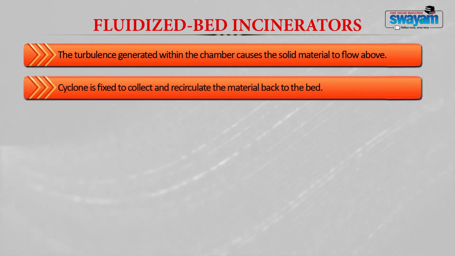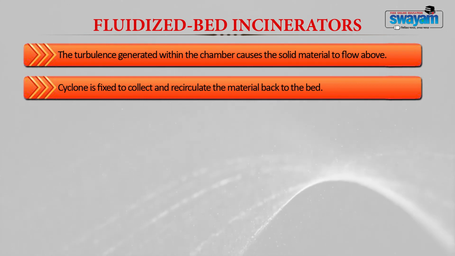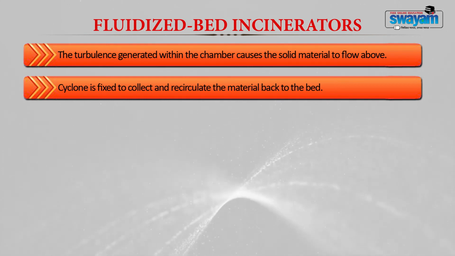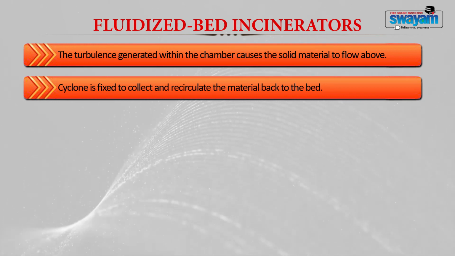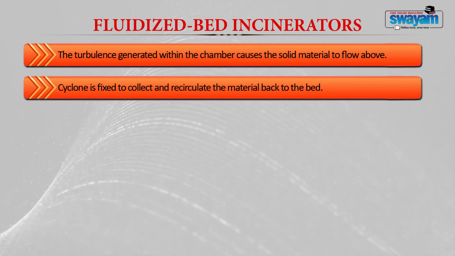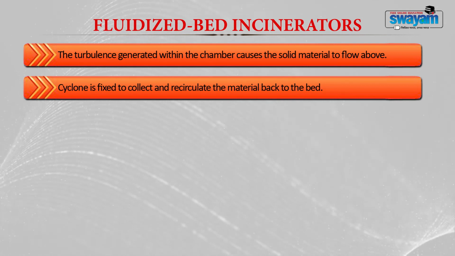Like other incineration units, you also have a cyclone separator which is fixed. This is generally used to collect and recirculate the material back to the bed, because while bubbling some waste tries to escape out, where the cyclone separator can be used to collect and then recycle them back to the bed.